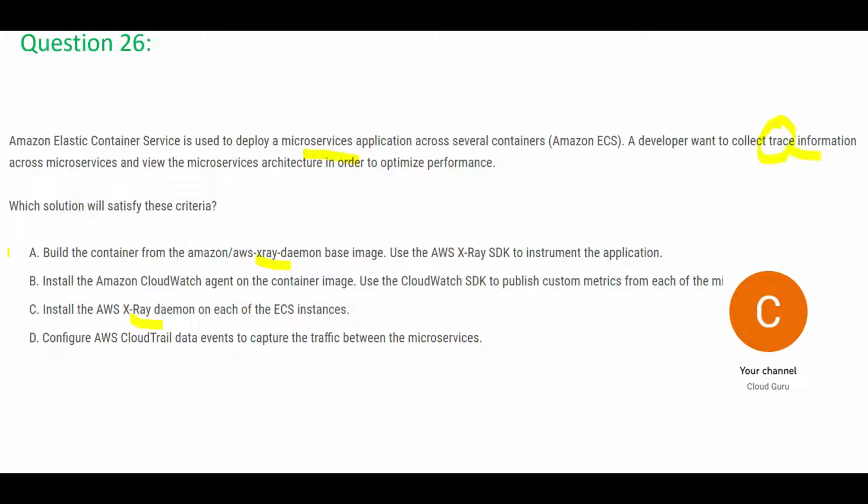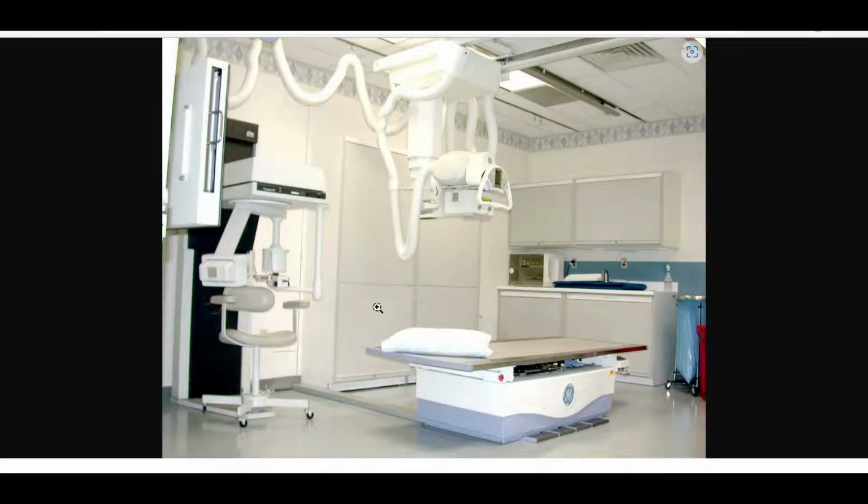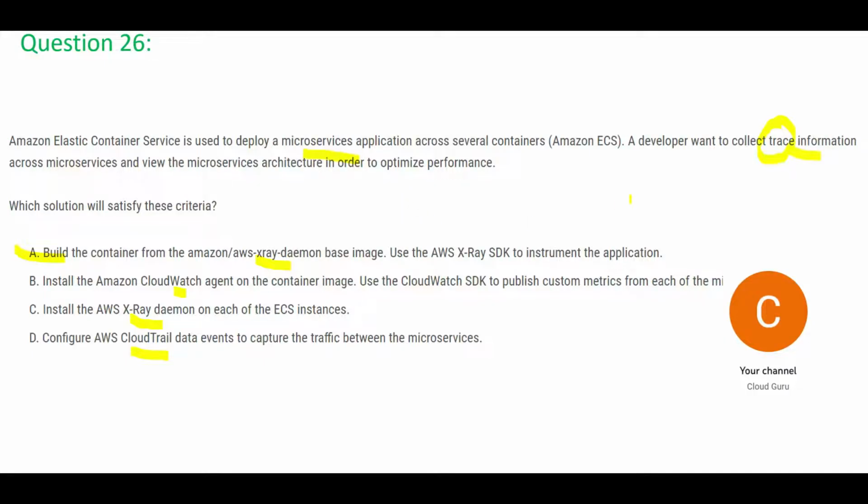Let us debug the options one by one. Option A suggests building the container from the AWS X-Ray daemon base image. What is the difference between X-Ray, CloudWatch, and CloudTrail? This is very important to understand. X-Ray is just like your X-ray machine, where human beings are placed and doctors try to identify the problem by taking an X-ray of that body part. For example, a chest X-ray: to know if it is pneumonia, people take a chest X-ray and see what patches are on the lungs. X-Ray serves that purpose, and that is exactly what our question asks. They want to trace the information.